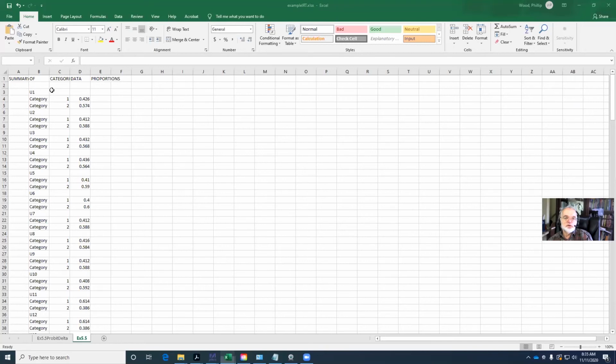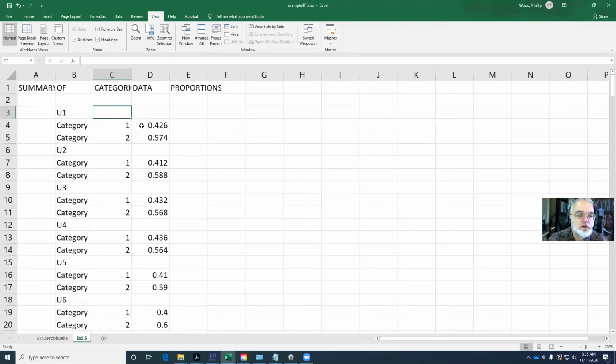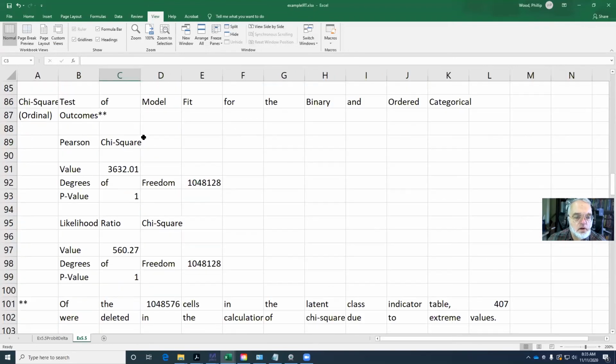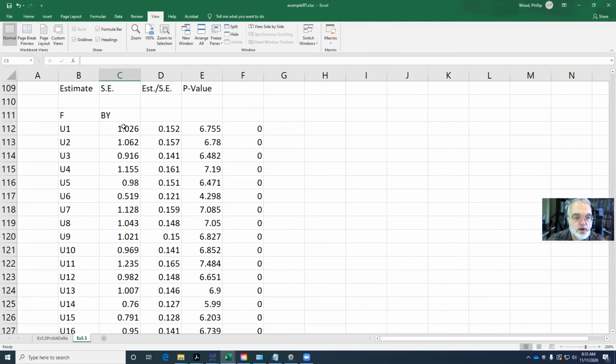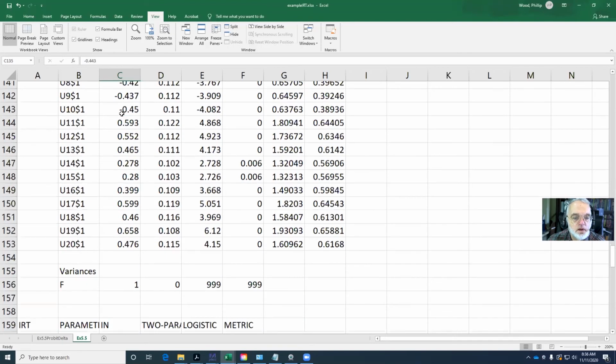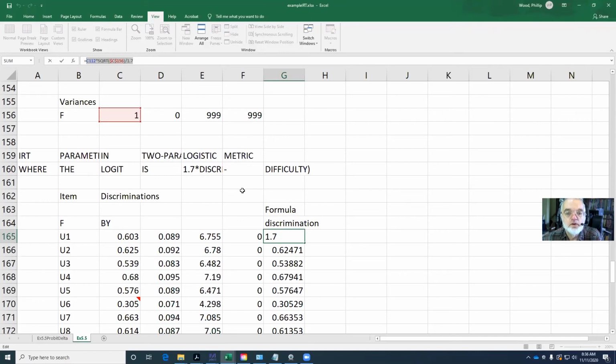So just as before, here's the printout that we had, and I'll make it bigger so it's easier to see. Here are the proportions in our population. And here are our factor loadings. And here are our thresholds. What I wanted to do here is apply the formula that you saw in the printout, just copy and paste this so that you can see it.